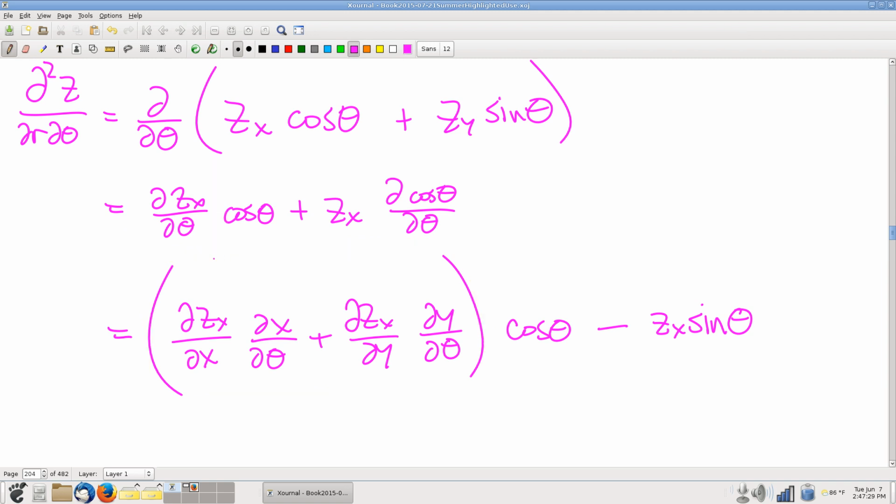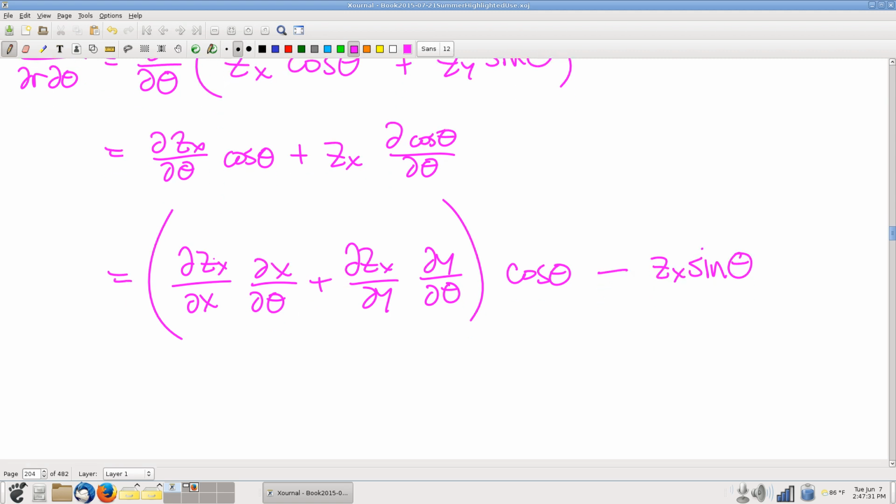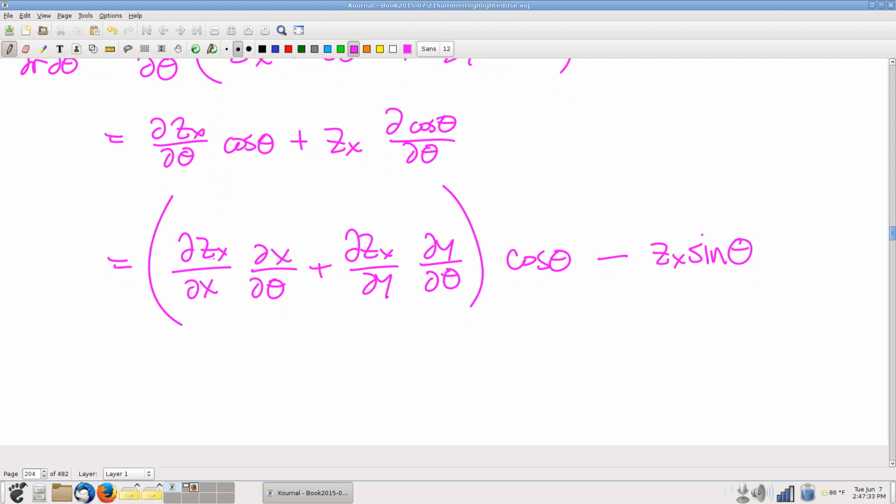All right. Now, let's simplify a little bit. This guy, that's zxx. And that makes sense because z is a function of x and y, and that just says take a couple of partials of z, both with respect to x. Partial of x with respect to theta. All right, well, let's see. Okay, x is r cosine theta, so negative r sine theta.